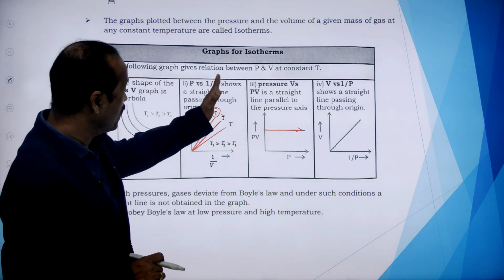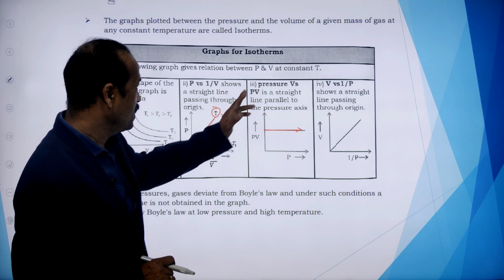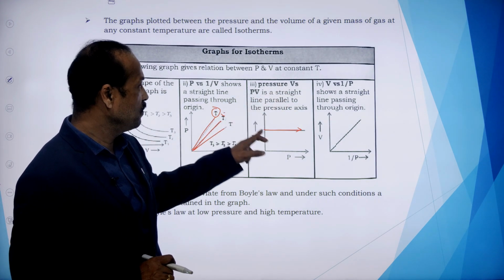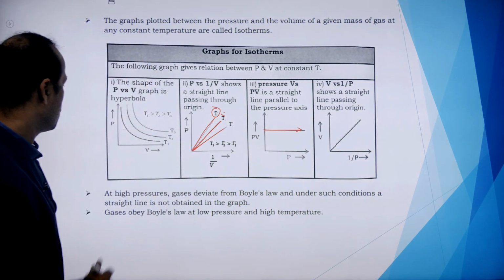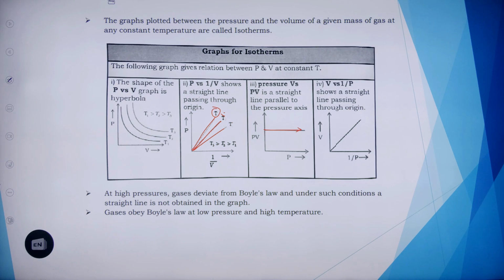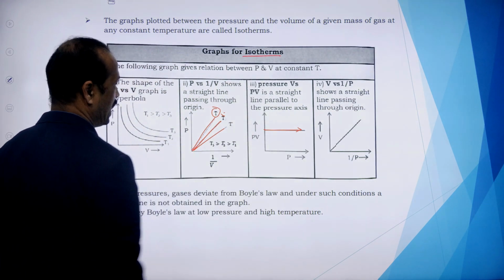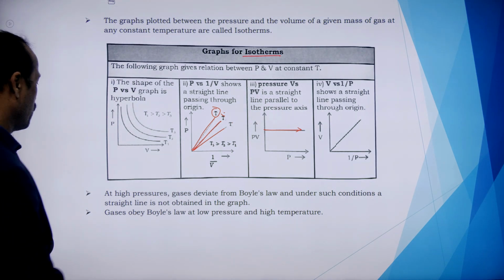When P versus 1 by V, here PV, here 1 by V, then we are getting straight lines. And PV is like a sloped line, and pressure and PV, you will be getting the horizontal line. And V and P, we are getting this line. So this type of lines we can get, and these graphs are called isotherms. All these graphs are called isotherms. Remember that.